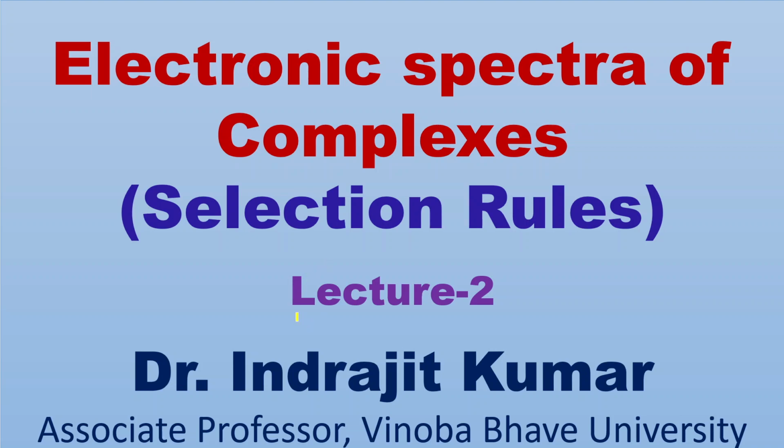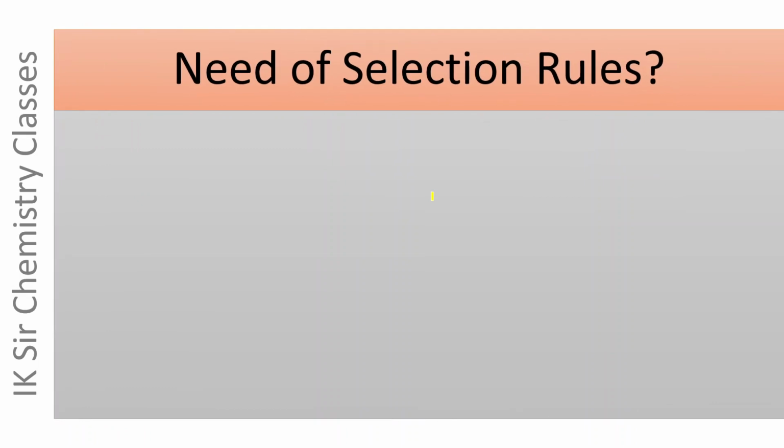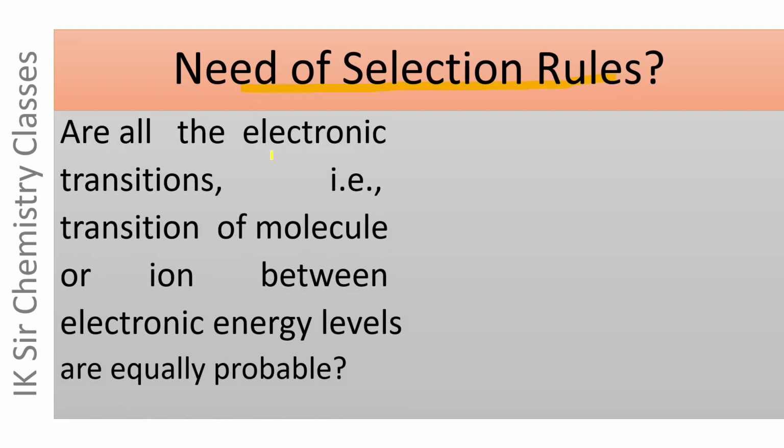Here we are in lecture number 2 on electronic spectra of complexes. In this video, we will discuss selection rules. Let us first of all see what is the need of selection rules. Are all the electronic transitions, that is transition of a molecule or ion between electronic energy levels, equally probable or not?